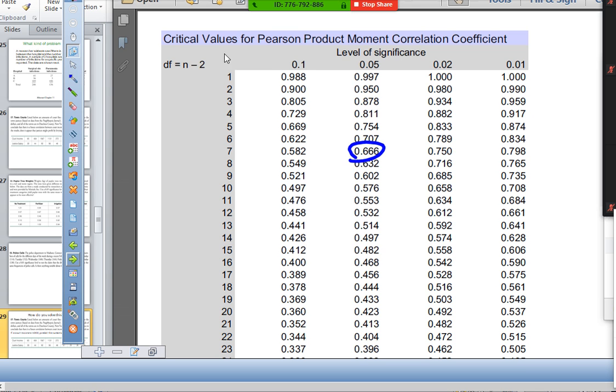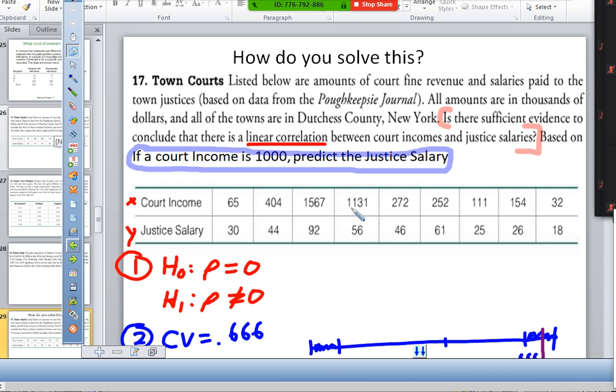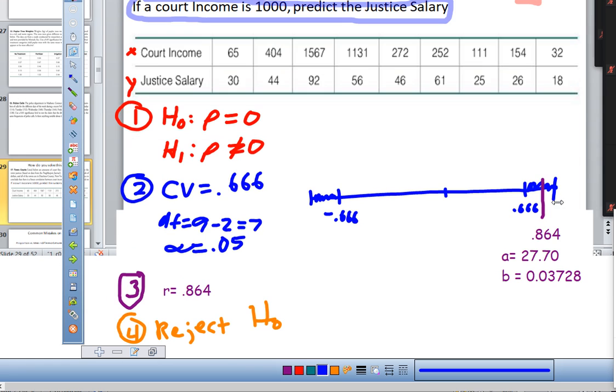If you forget the degrees of freedom, look on your table, and it says right here, degrees of freedom equals n minus 2. That helps you out in case you can't remember which one it is. So 7, alpha is 0.05, 0.666. That is your critical value. We draw our line, put it in, shade to the right, then put in the negative 0.666 and shade to the left. Those are our rejection regions, our guilty regions.